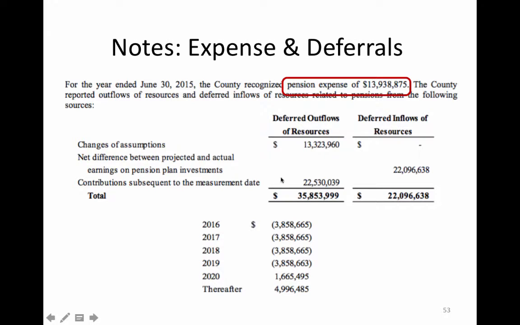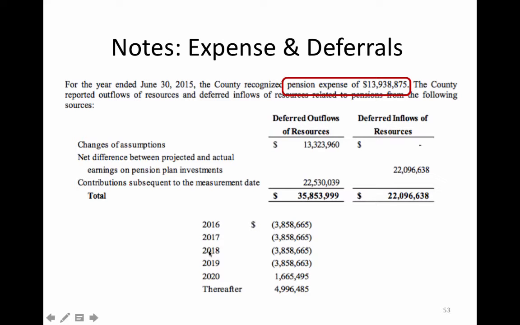Here's a contribution made subsequent to the measurement date. So that is reported as a deferred outflow. Next year, it will directly reduce the net pension or net OPEB liability. What isn't here is any deferrals related to experience gains and losses, differences between assumed economic and demographic factors and what actually occurred.